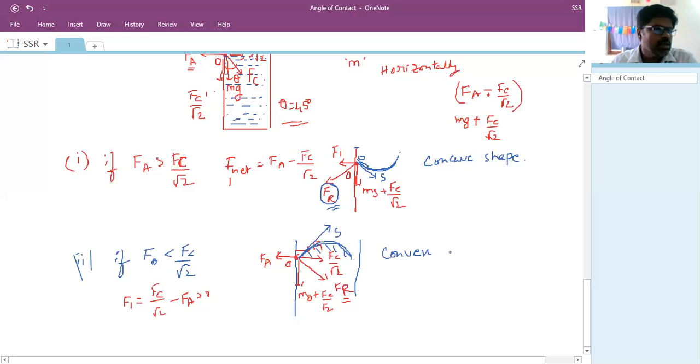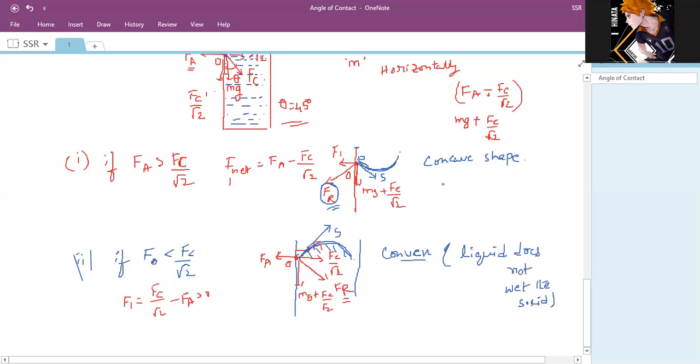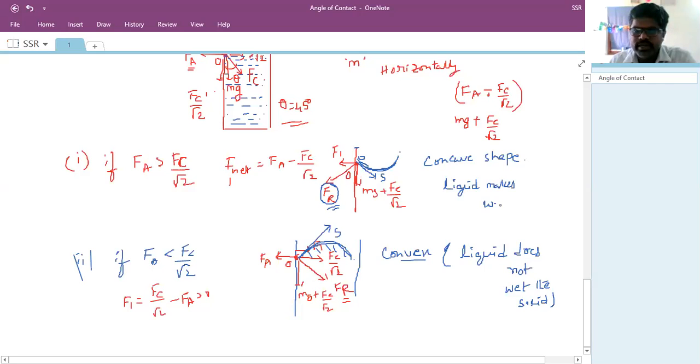Convex. Okay. When FR is inside the liquid, what is the point you have to understand? Liquid does not wet the solid. This is a very, very interesting point. Whereas in the previous case, in the concave, the liquid makes the wetting of the solid.